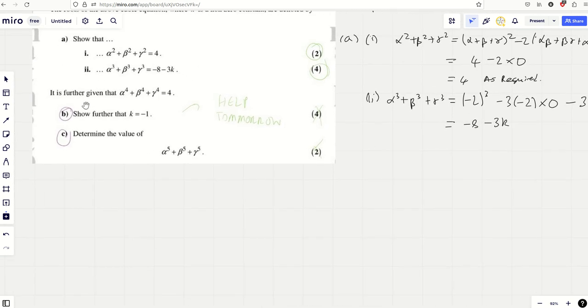Now, for the next part, the first thing I realised after solving it was either I've made a mistake or the question's made a mistake, and after using my calculator I realised the question had made a mistake. But let me show you what I did. So I'm trying to find alpha to the 4 plus beta to the 4 plus gamma to the 4.